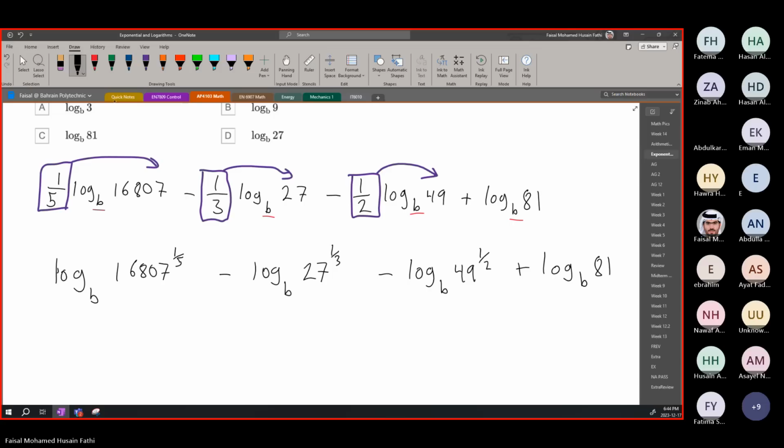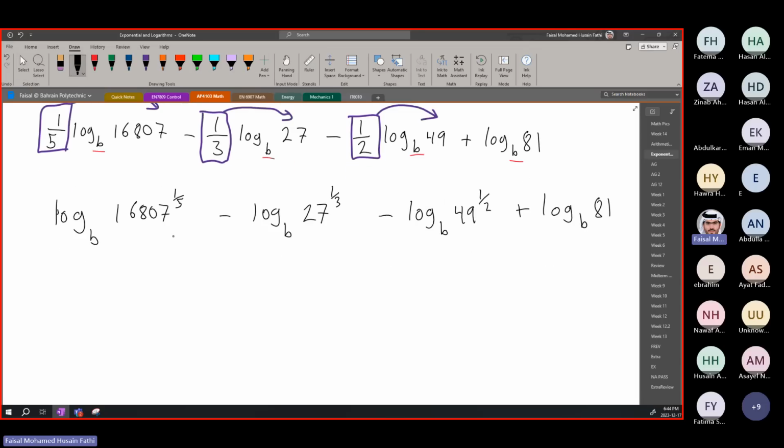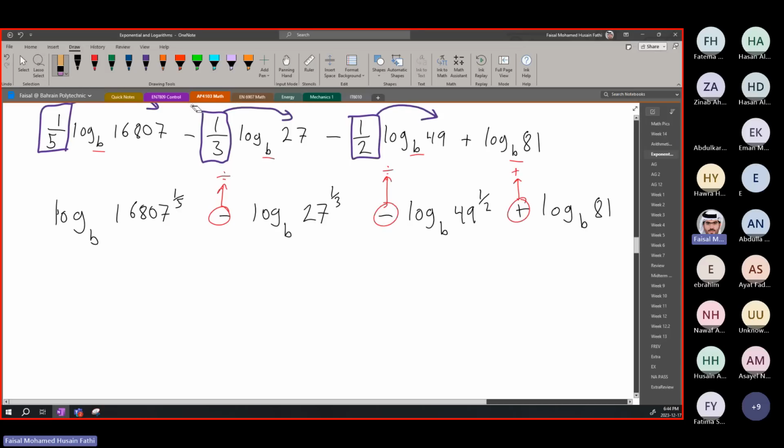Okay? Now that we have simplified this, we could finalize it in one go. You can either put these in the calculator directly, it's up to you. But what do we know? We know that they're the same bases. This is minus, that means it becomes division. This is minus, it becomes division. And this is plus, it becomes multiplication.